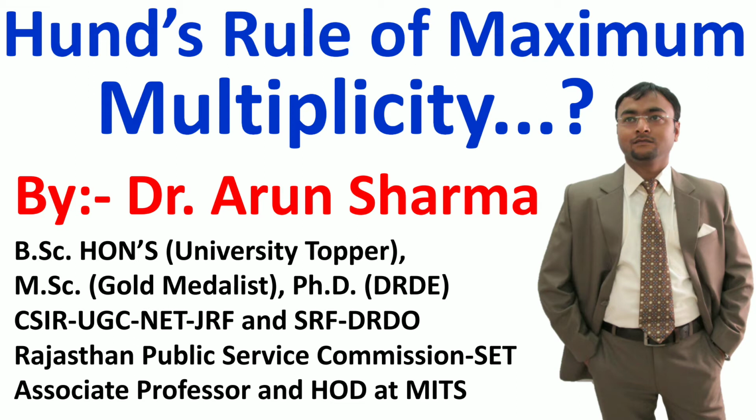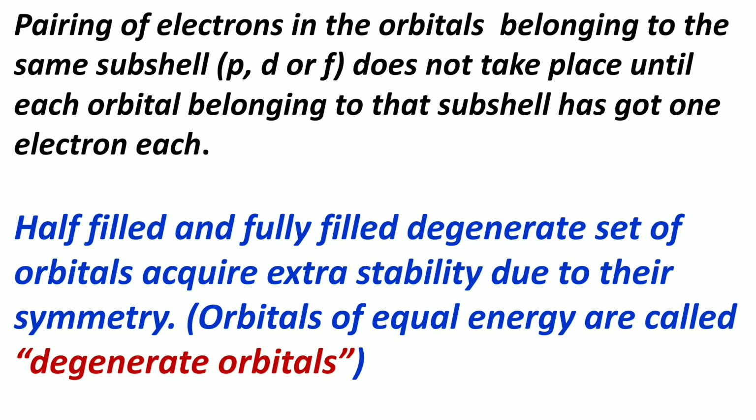In this video, I will explain Hund's rule of maximum multiplicity. This rule deals with the filling of electrons into the orbitals belonging to the same subshell, that is, orbitals of equal energy, which are called degenerate orbitals.